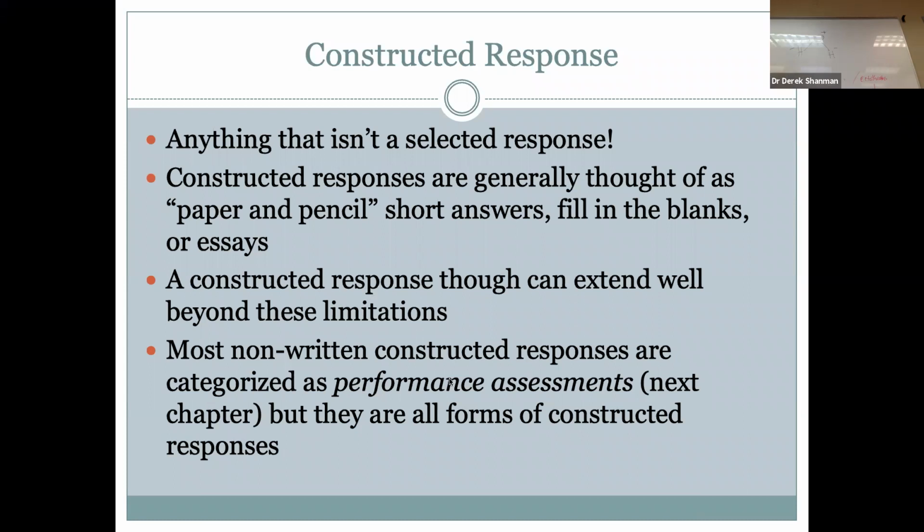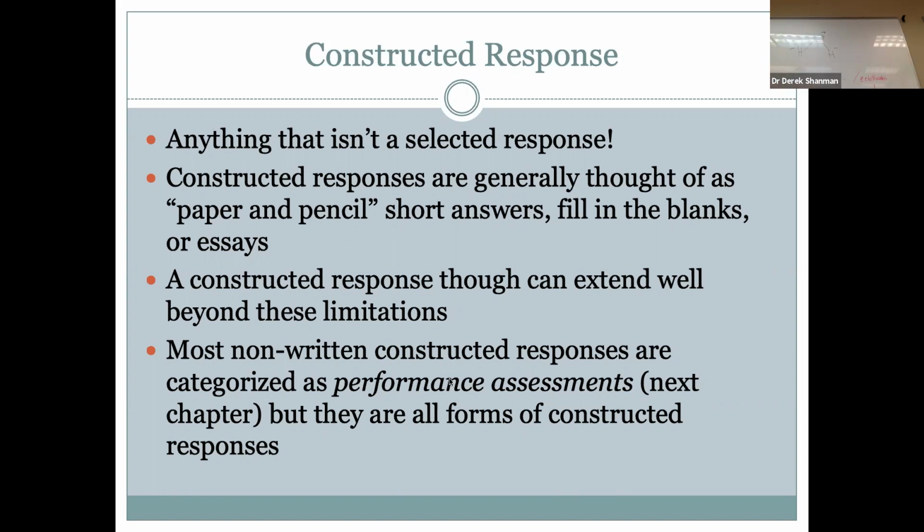With constructed responses, I want you to have in your mind that a constructed response is literally anything that is not a selected response. So whether you are drawing a diagram or speaking or outlining something, anything that you are producing something in and of itself is a form of constructed response. And I think that there's a spectrum of how you need to look at constructed responses. They all need to be treated in terms of their analysis in a similar way.